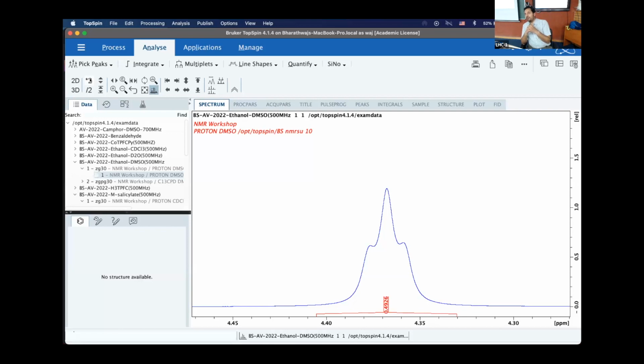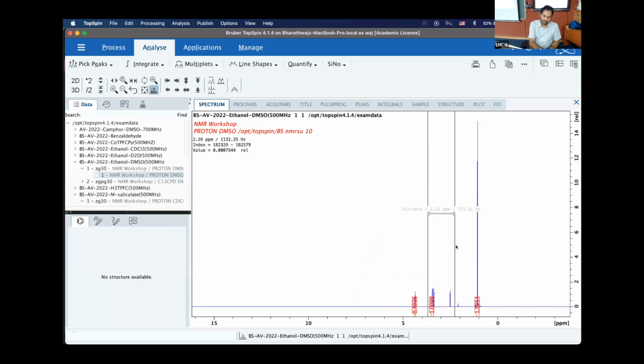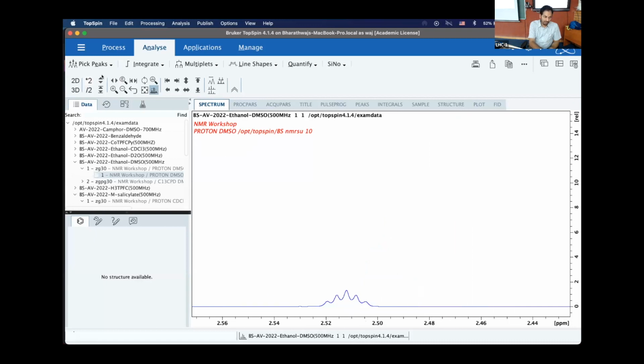And assuming you know how much ethanol is there, you should be able to estimate how much water is there. Totally, right? Definitely feasible. But the only problem is what will you reference it against? You can't take the residual DMSO to integrate it. You need a reference. That's the problem with NMR.